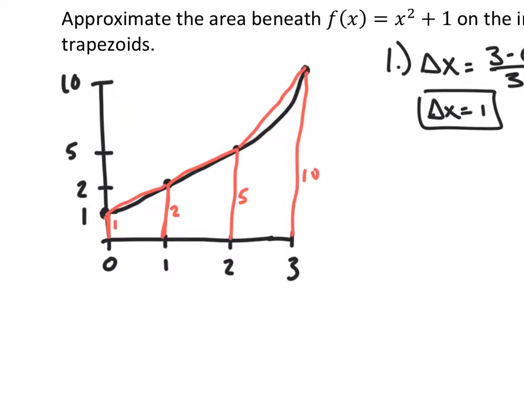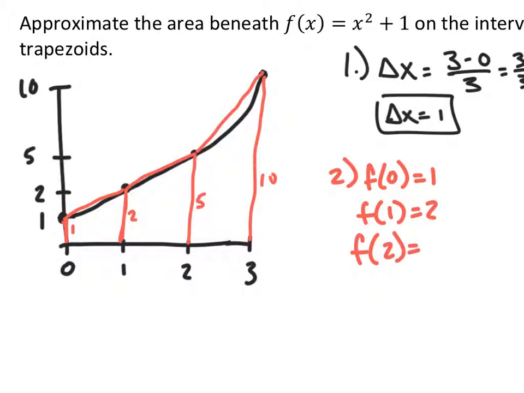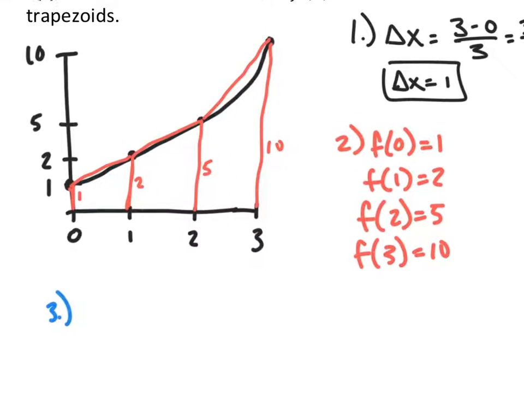I'm just going to go ahead and write those out here for step 2. f of 0 equals 1, f of 1 equals 2, f of 2 is equal to 5, and f of 3 is equal to 10. Now step 3 is adding up the area of all these trapezoids.